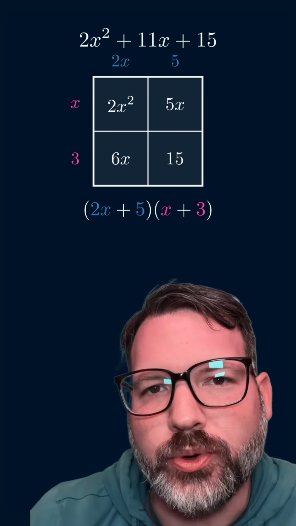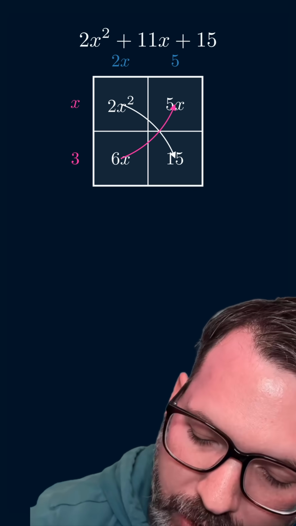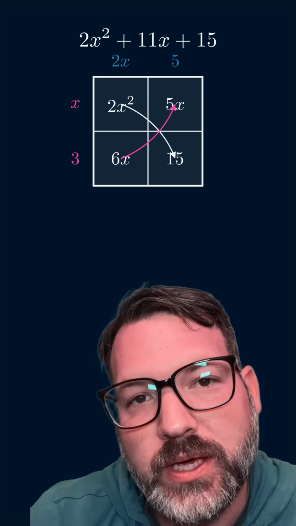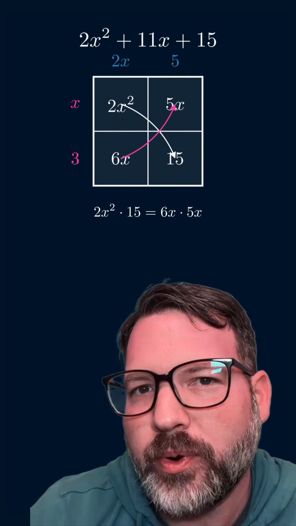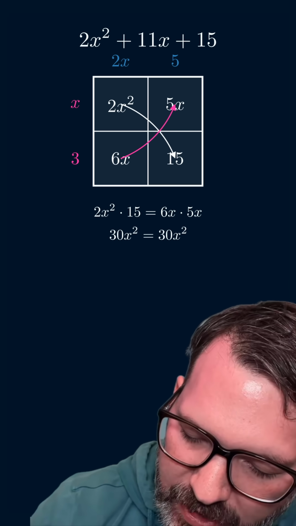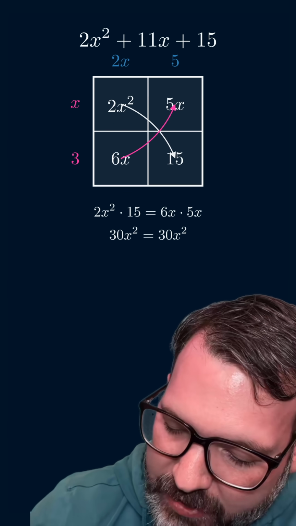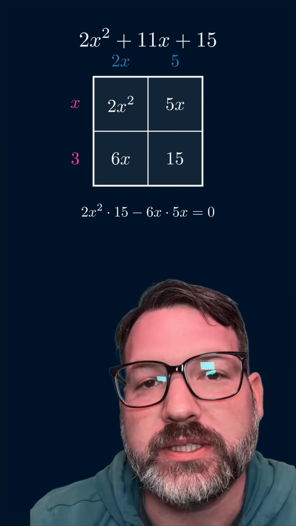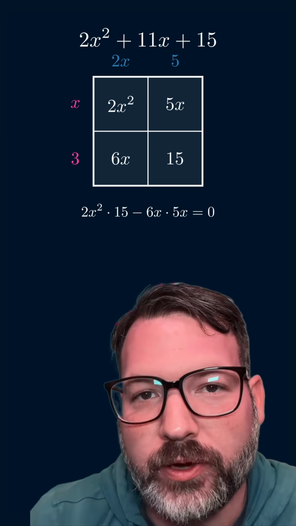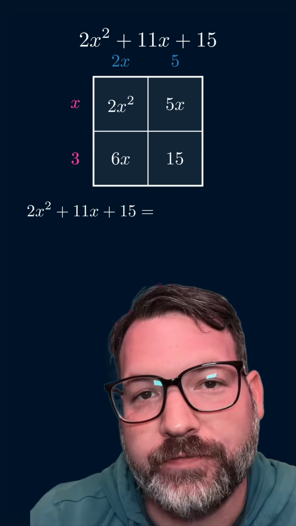One interesting thing to observe about this process is that the reason it works is the cross products within the box always have to be equal to each other. I've always wondered if there's a connection to matrices, because another way to say this is that if we set this up in a matrix, 2x squared, 6x, 5x, and 15, the determinant of this matrix would be equal to 0. But someone more knowledgeable about quadratics and matrices is going to have to tell me if that's a legitimate connection or just a fun coincidence.